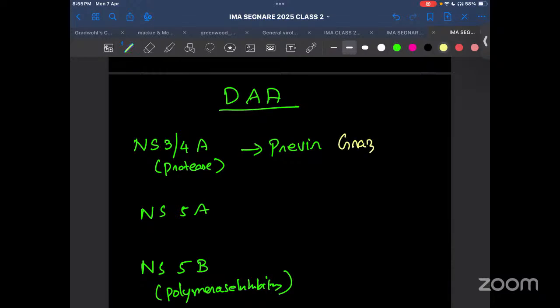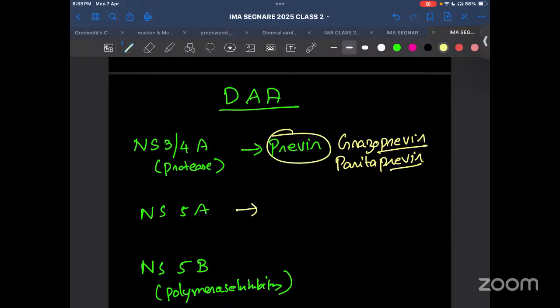Example, grazoprevir, paritaprevir. See, previr. Okay, then simeprevir is there. So then it is previr. It is NS3/4A. Now NS5A, the ending is actually asvir.